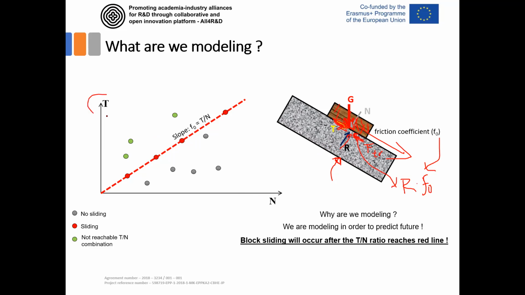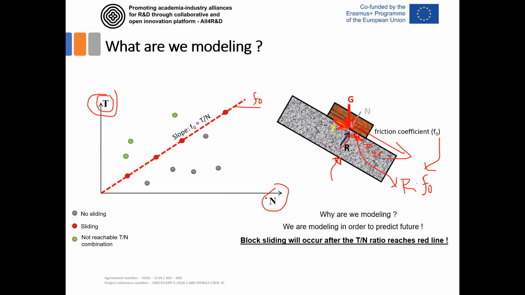It can easily be shown on this diagram that relates normal force to this action force that pushes this stiff body to move down the hill. If you have the combination of this T force and N force lying on this red line, while the slope of this line is actually the friction coefficient, that will be the moment of sliding.